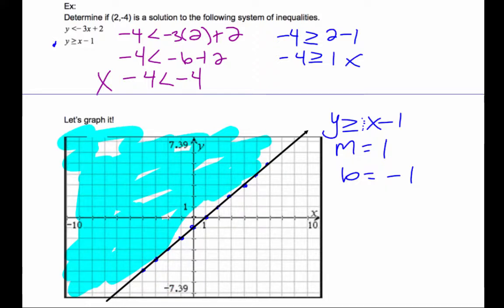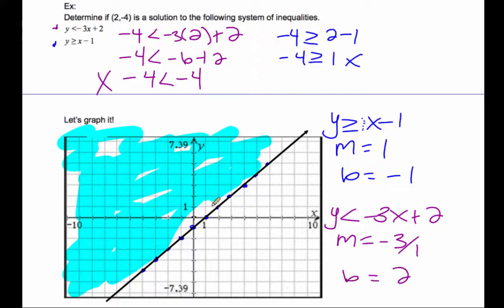All right, so now I'm going to graph the other one. So this one is y is less than -3x plus 2. So my slope is -3 or -3 over 1, and my b is 2. So I'm going to start here at 2, and I'm going to go down 3, 1, 2, 3 over 1. Down 3 over 1. Or up 3 and to the left 1. All right, is my line going to be dotted or solid? It should be a dotted line. Okay, so there's my line. I'm just going to leave it like that since it's supposed to be a dotted line.